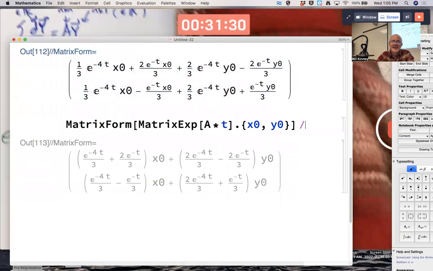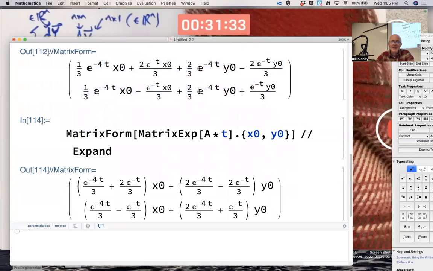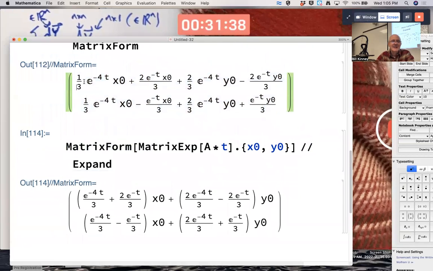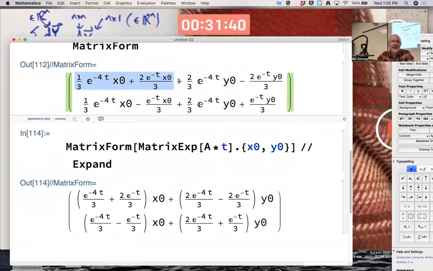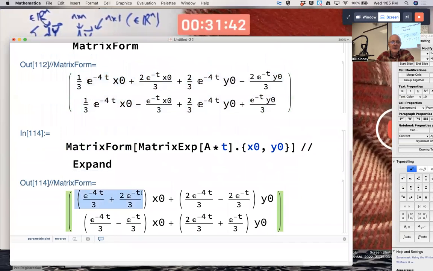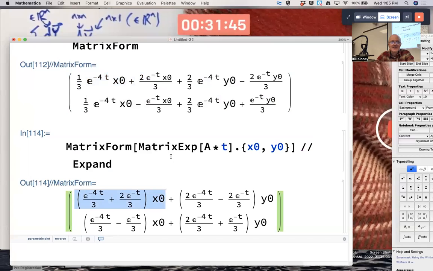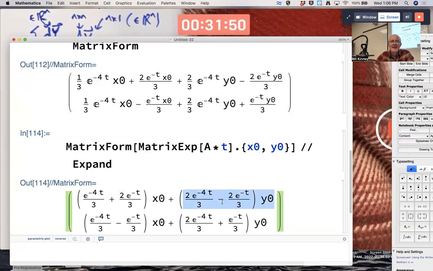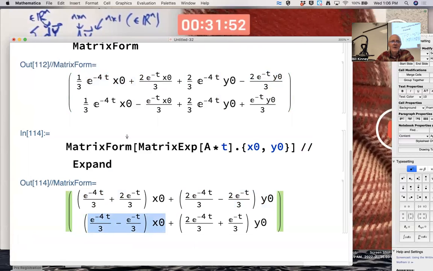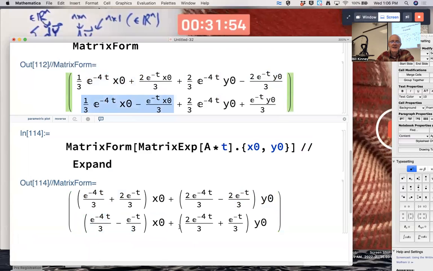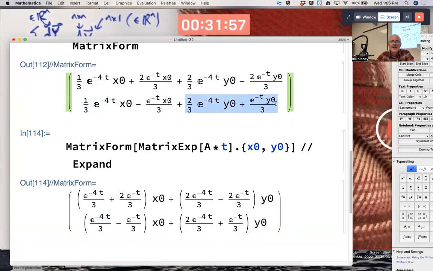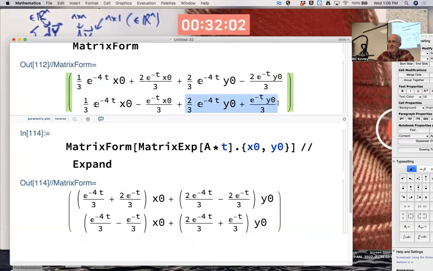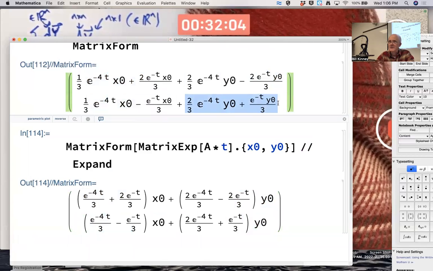Okay, let's expand it. Maybe not. Is it the same? I think it is the same, just written differently. Yeah, the first two terms there do correspond to this term here. Yep. These two correspond to this one. This one corresponds to these two. Yep, it's matching. It worked. So there's Mathematica's confirmation of this thing I call the beautiful generalization.